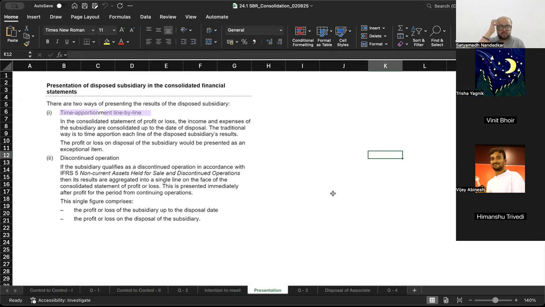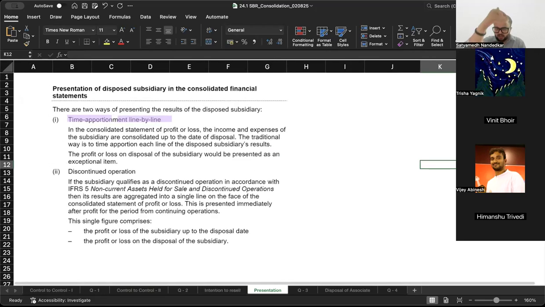And presentation of disposed subsidiary in the consolidated financial statements. Once go through this.